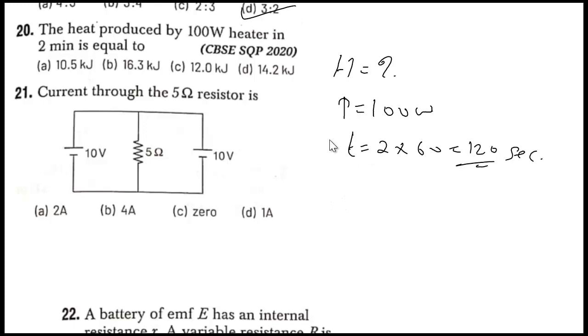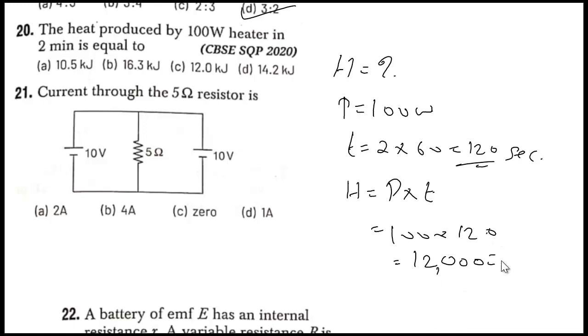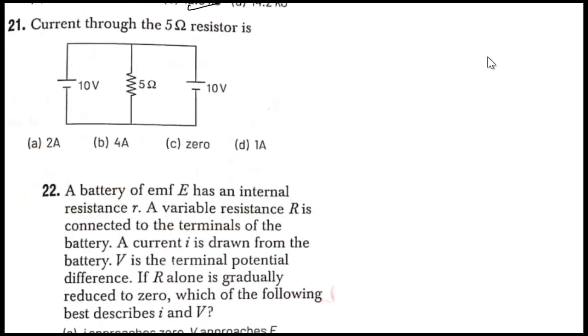We need H. In terms of P and T, how can we find it? Energy will be equal to power into time. So here 100 into 120, that is 12,000, 12 kilojoule. So here the answer is 12 kilojoule.